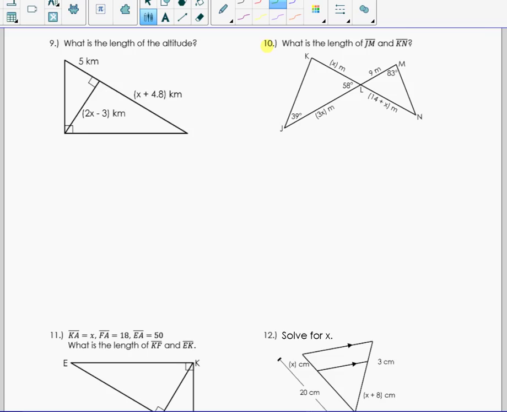This is saying, what is the length of JM and KN? So obviously for JM, we're going to need X in order to make that happen, because that's this whole distance, and KN, which is this whole distance. So regardless, like what we talked about yesterday, you always solve for X first. So if you look, this is 58, which means this is 58 based on vertical angles. That means if you subtract those from 180, this one is 39, which is good because then you have angle similarity, right? So we know they're similar, and then this has to be 83.